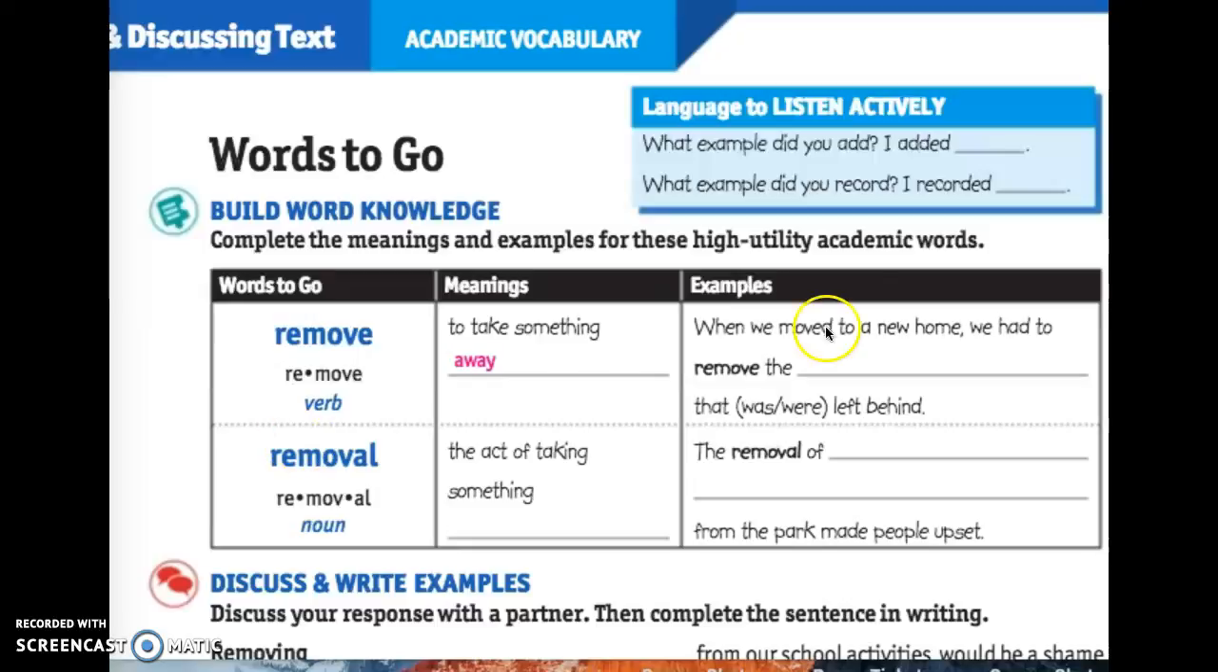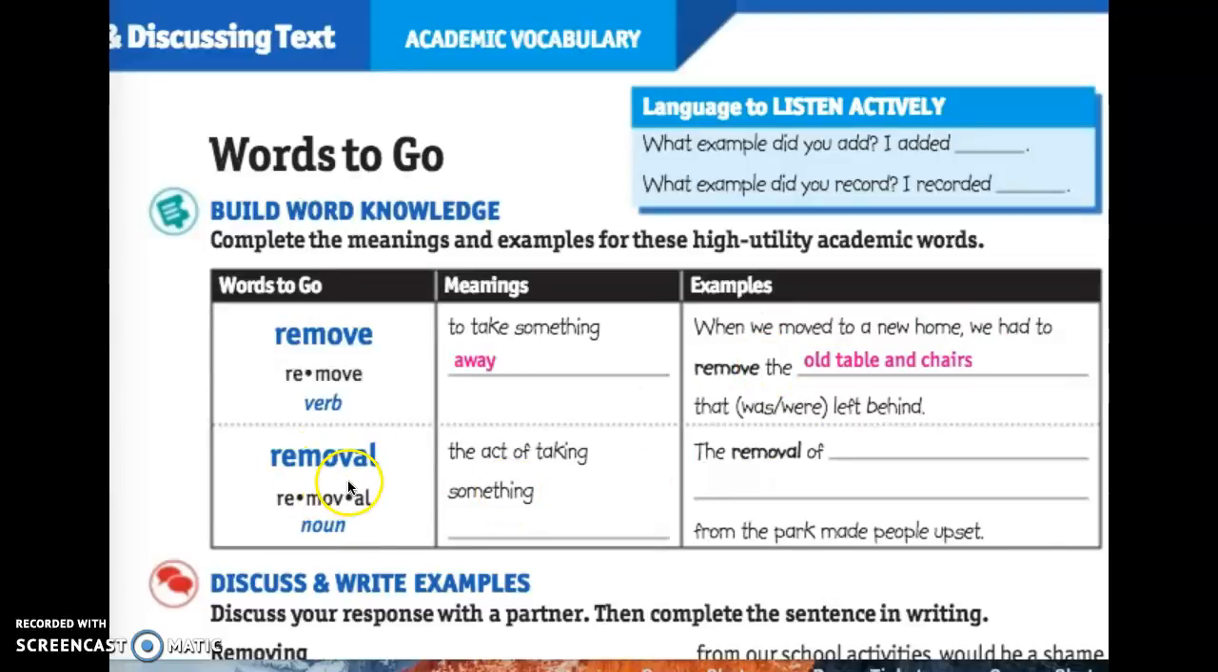All right. In this example here, it says, when we moved to a new home, we had to remove the old tables and chairs that now, is it was or were left behind? When we moved to a new home, we had to remove the old table and chairs that blank left behind. I want you to circle the one that fits. Make sure you read it out loud so you know which one it is.